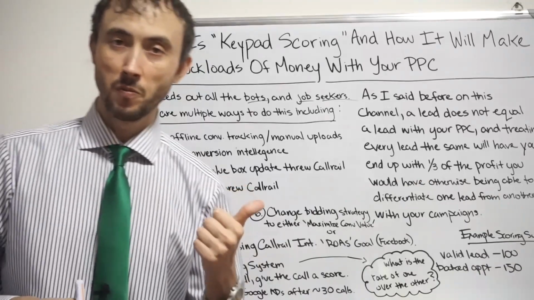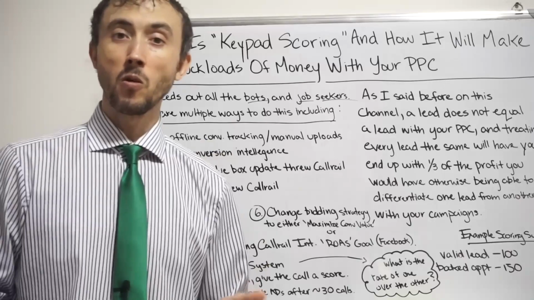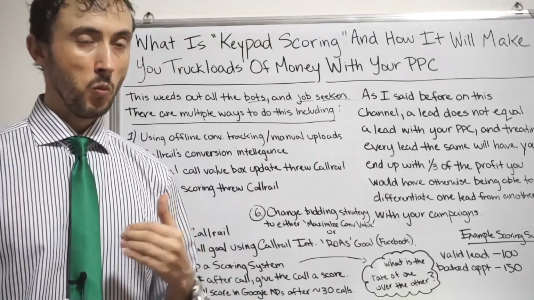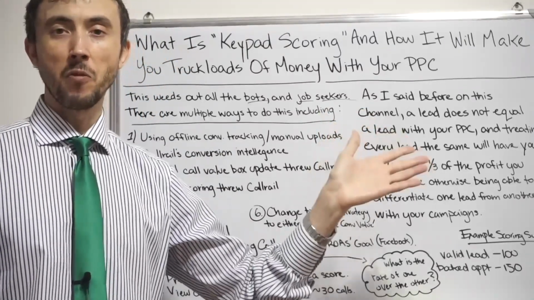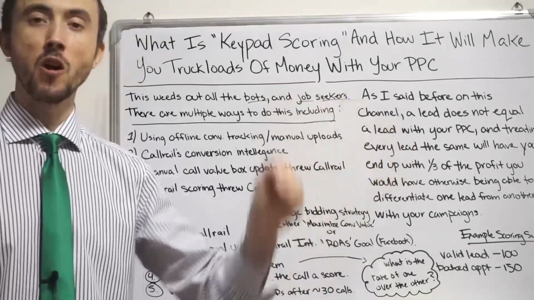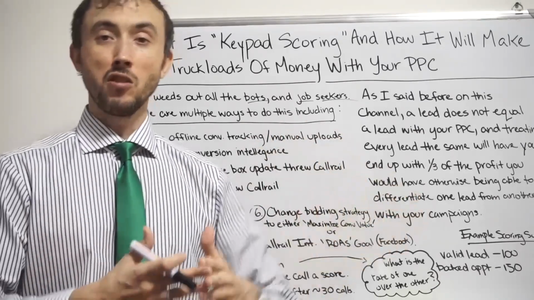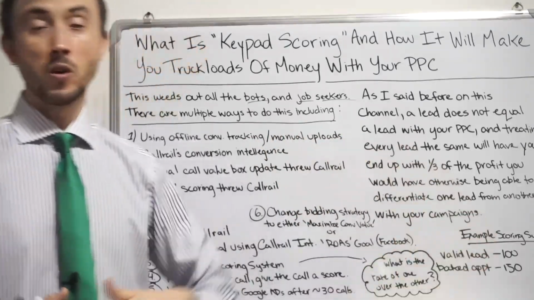Keypad scoring is basically the best way to do this if you're generating phone call leads, to weed out all the bad calls so you don't have to pay for them eventually, and get the most value out of the ad spend you are spending that you basically can get. It's just up to you whether or not you get it, or you throw it away like most people do.